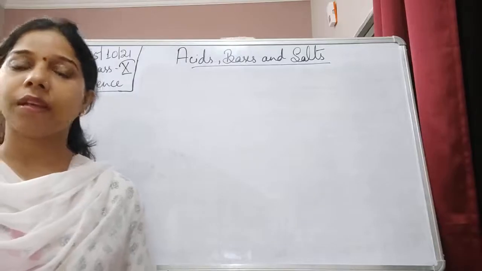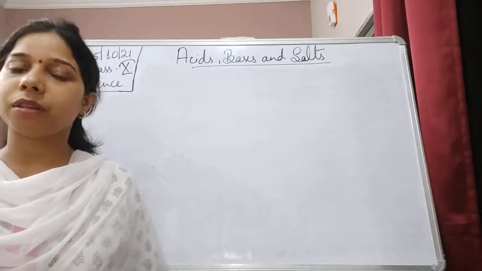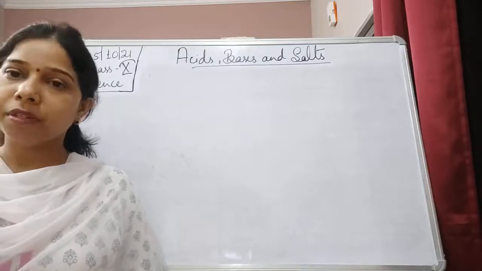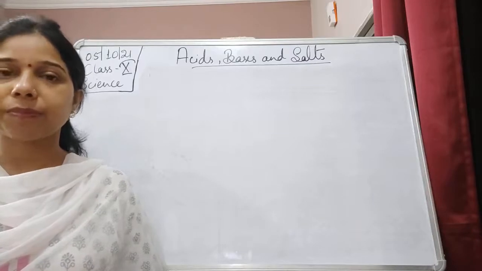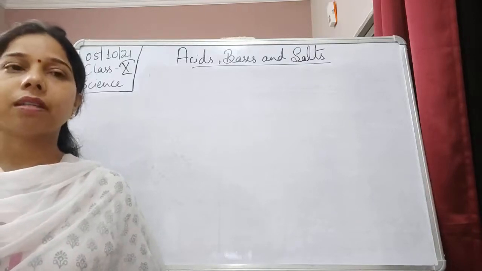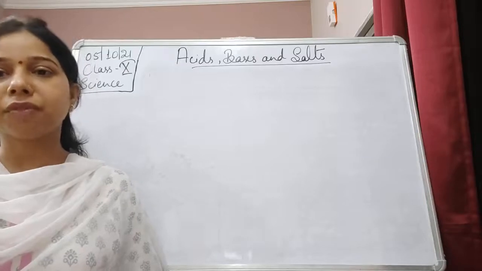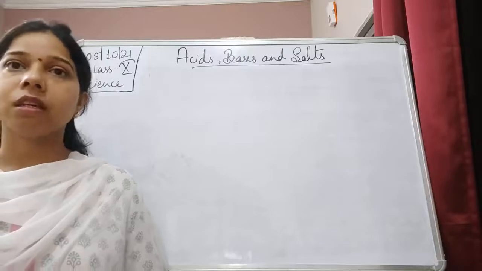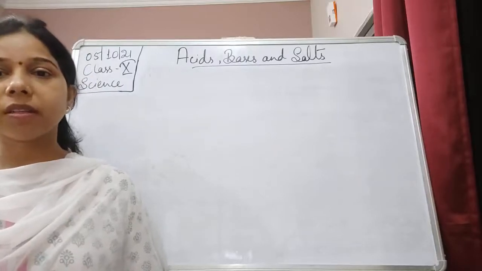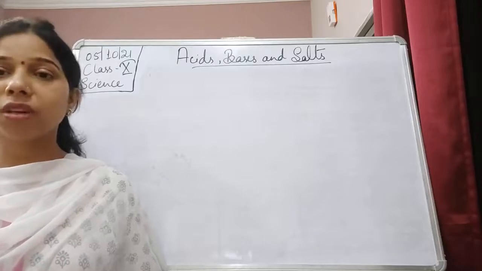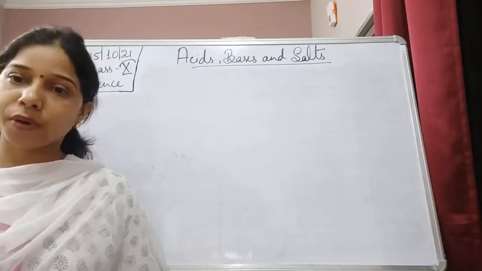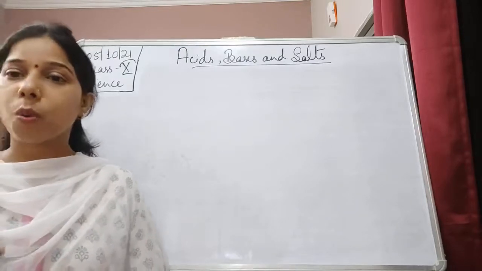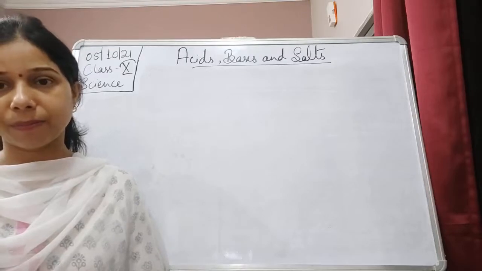So students, in the previous class we were talking about acids, and we have seen what the physical properties as well as the chemical properties of acids are. We have also understood how acids react with different reactants, including bases, oxides, metal carbonates, and metal hydrogen carbonates, and the kind of products formed by them. Also, we have understood the different uses of acids.